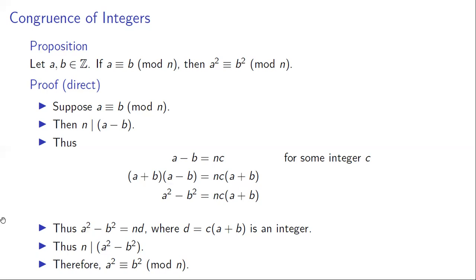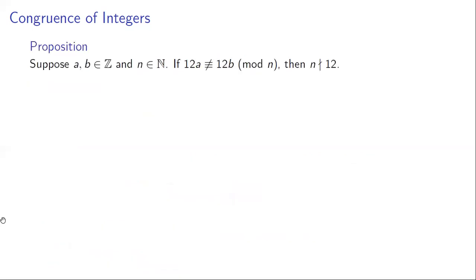Okay, let's do one more proposition involving congruence of integers. And here it is. Suppose A and B are integers and n is a natural number. If 12 times A is not congruent to 12 times B mod n, then n does not divide 12. Okay, so it's really hard to see what to do here.